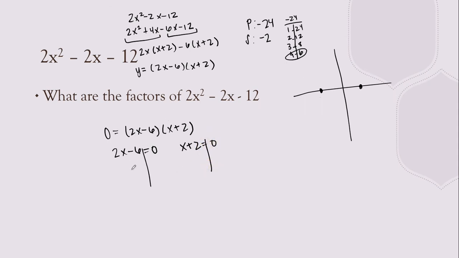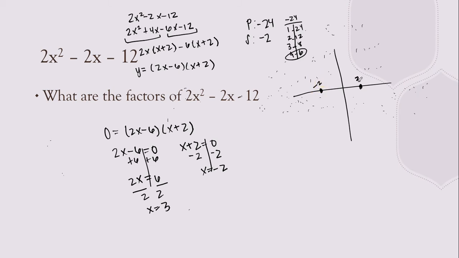Solve. Okay, pause the video. Solve. So add 6 to both sides. Divide by 2. X equals 3. Subtract 2 from both sides. X equals negative 2. So I should have an x-intercept at negative 2 and an x-intercept at positive 3. And this was an upward-facing parabola.